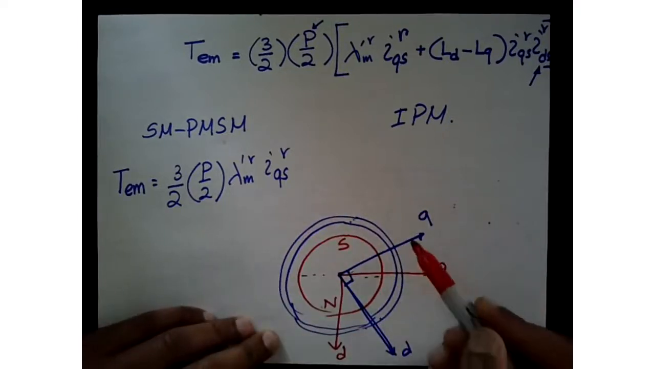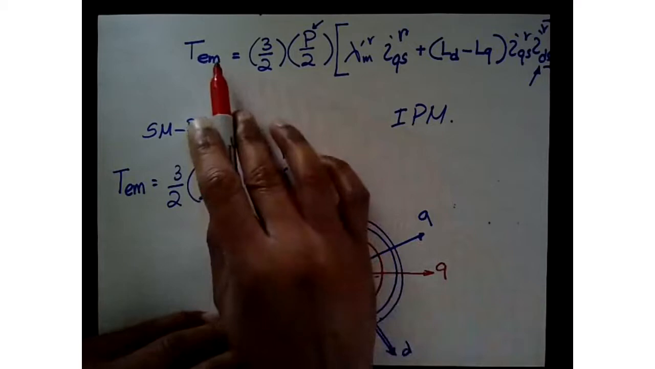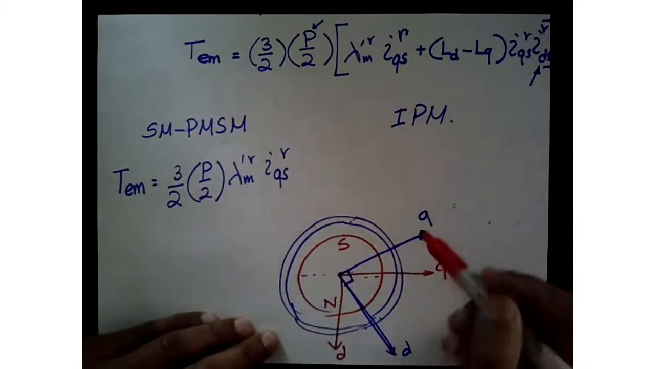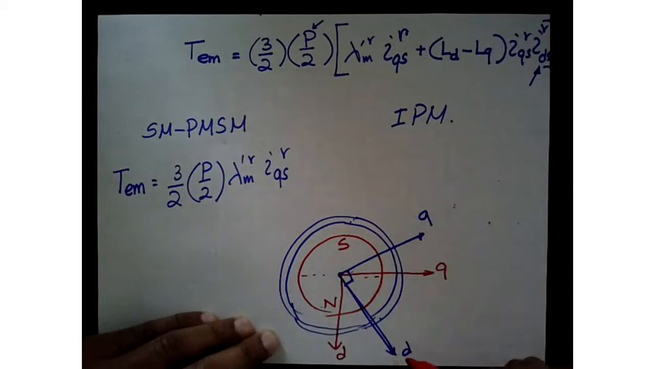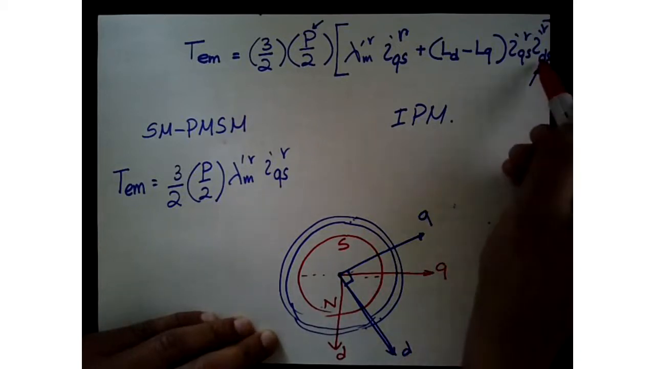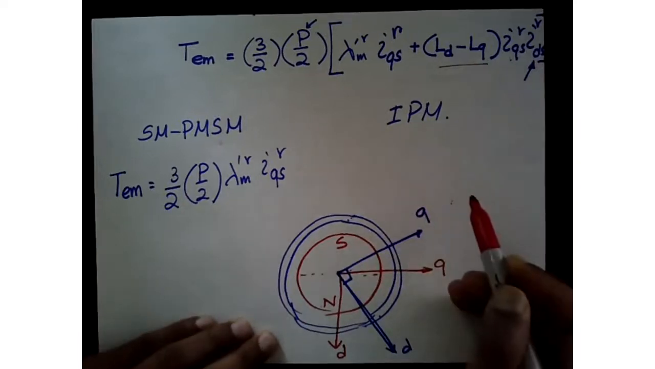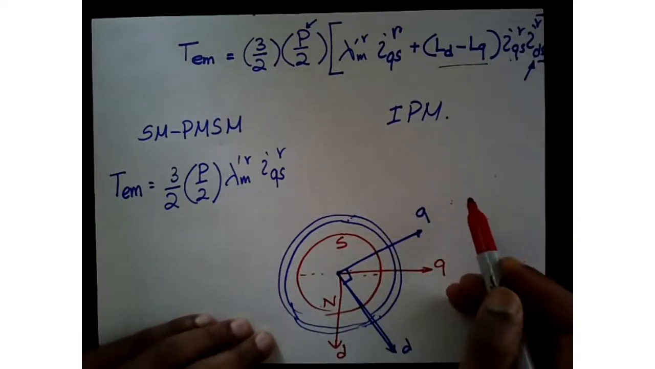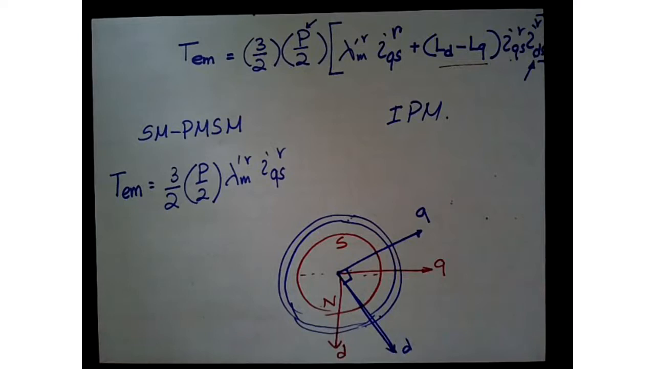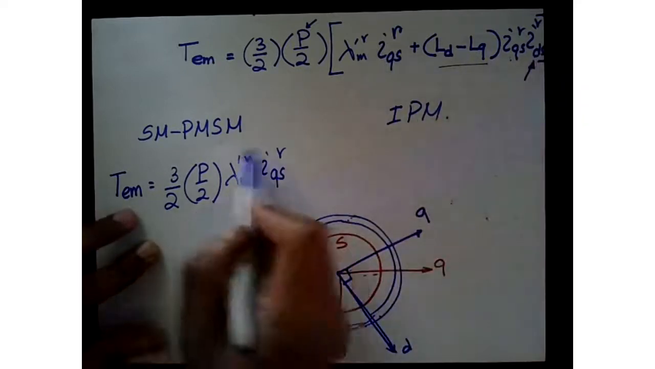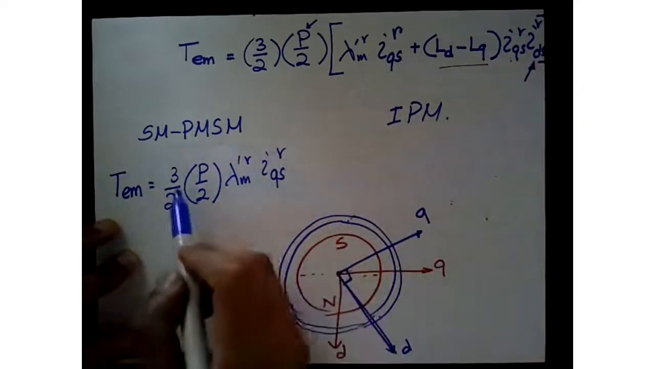However, in an IPM machine, you can even apply direct axis current, which will help you generate torque because of the difference in the inductance. Okay, so if that's a little bit too much to handle for now, forget about the IPM torque generation. Think of the SM PMSM, very simple.